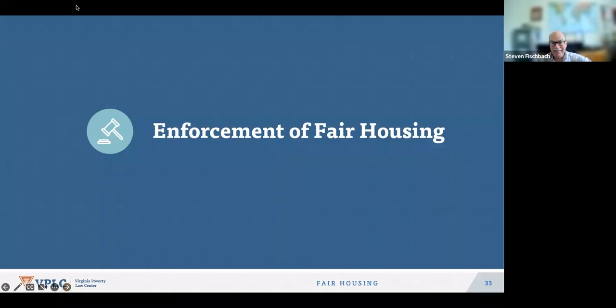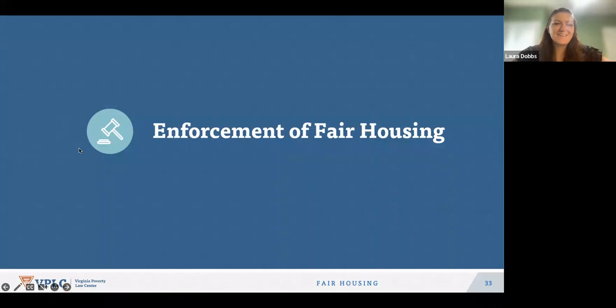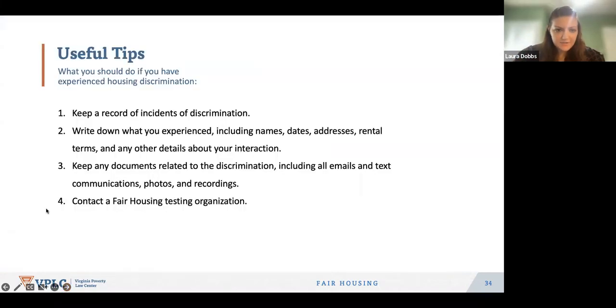Muted. My apologies. So if you have a person you're working with and there's some red flags that were raised on what's happening with them based on a lot of this information we shared, what do you do about it? And so that gets into how you enforce a person's fair housing rights. And just some useful tips for people to do is for that tenant or home buyer or whoever to keep a record of instances of discrimination.